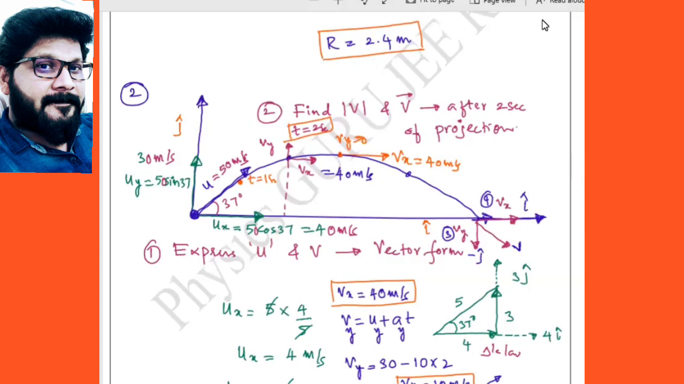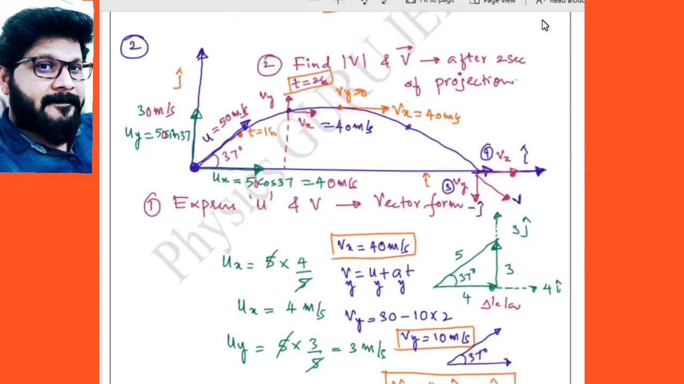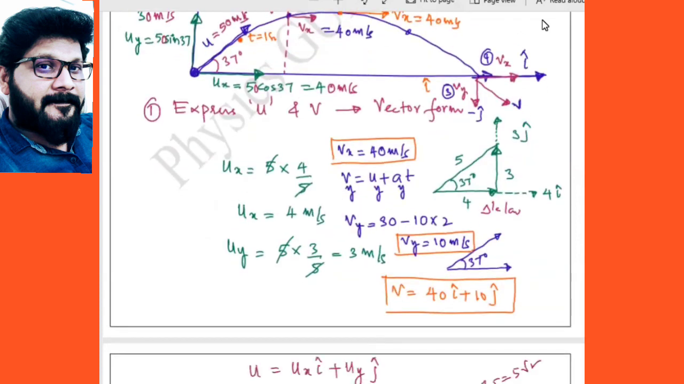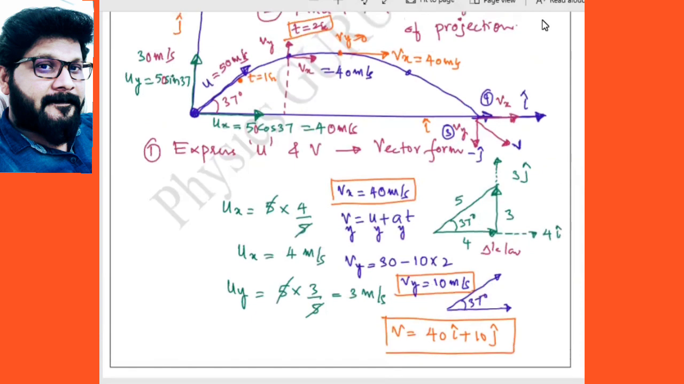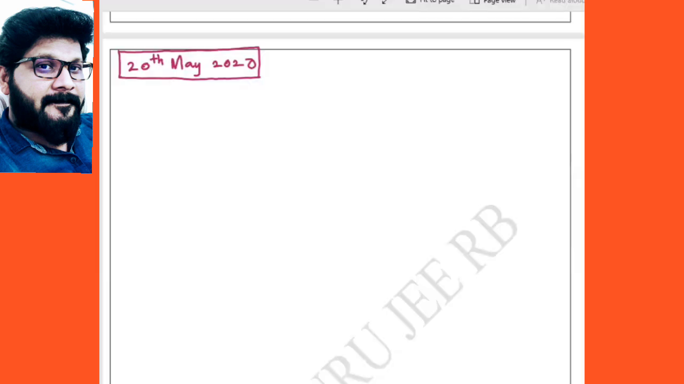Now after that, we started with the problem of 50 meter per second. A body is projected with 50 meter per second, which makes an angle 37 degrees. Then how to calculate the velocity after 2 seconds, right? Then we'll continue the same problem, and we are going to learn a new thing here. So what is that new thing? Let us see. We start with the question.